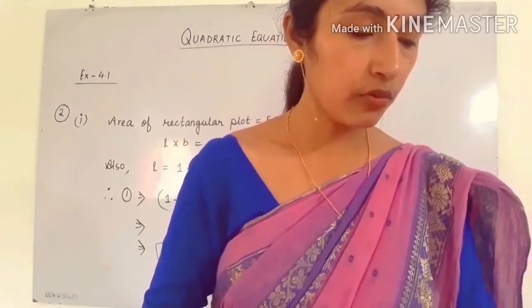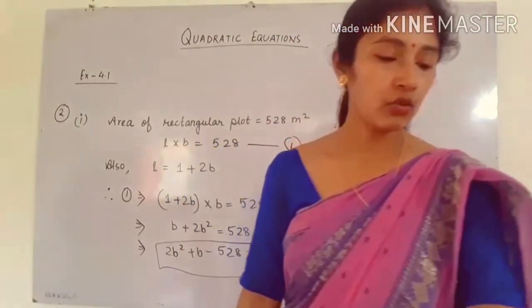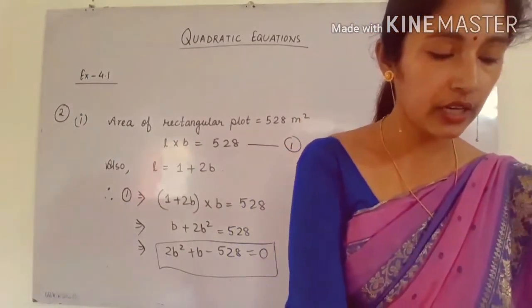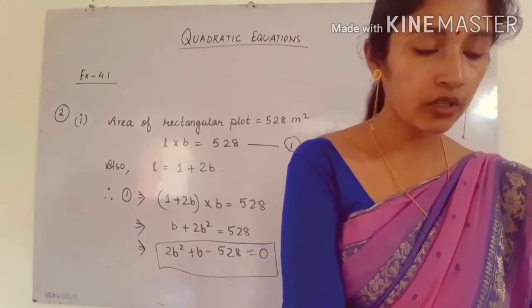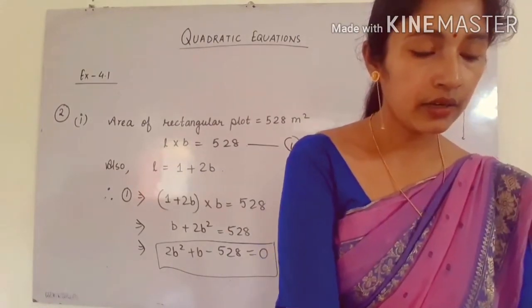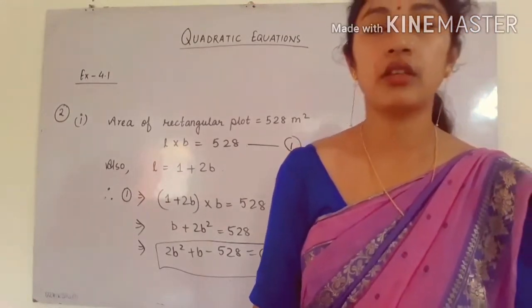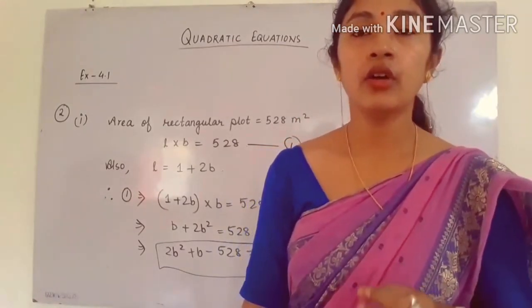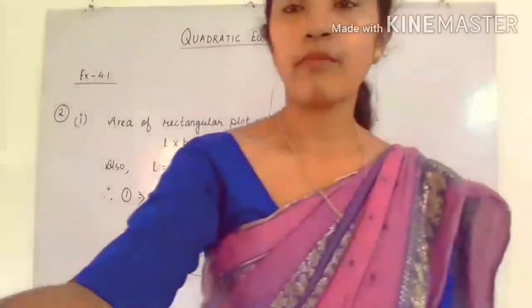Okay, so come to question number 4. What is in question 4C? A train travels a distance of 480 km at a uniform speed. If the speed had been 8 km per hour less, then it would have taken 3 hours more to cover the same distance. So you have to represent this situation in quadratic form. Okay, so we will do this question.